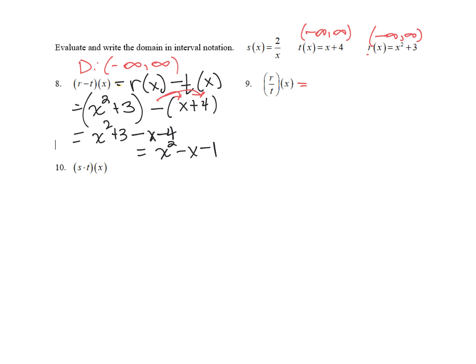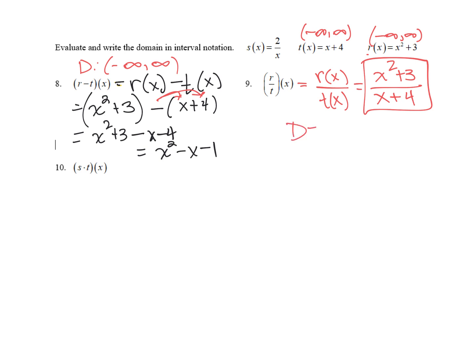Let's look at number 9. R divided by T of X. That means we're going to do R of X divided by T of X equals, what is R of X? Well, R of X is X squared plus 3. What is T of X? X plus 4. So there's my quotient. But what is my domain?